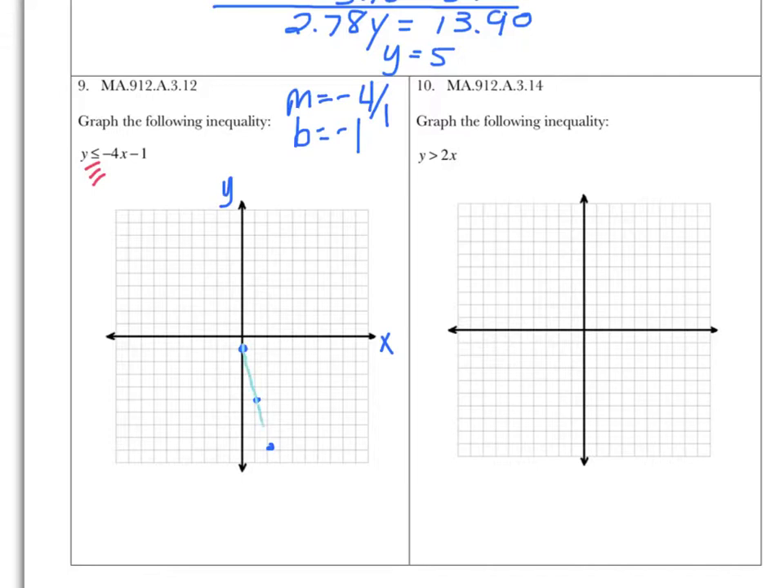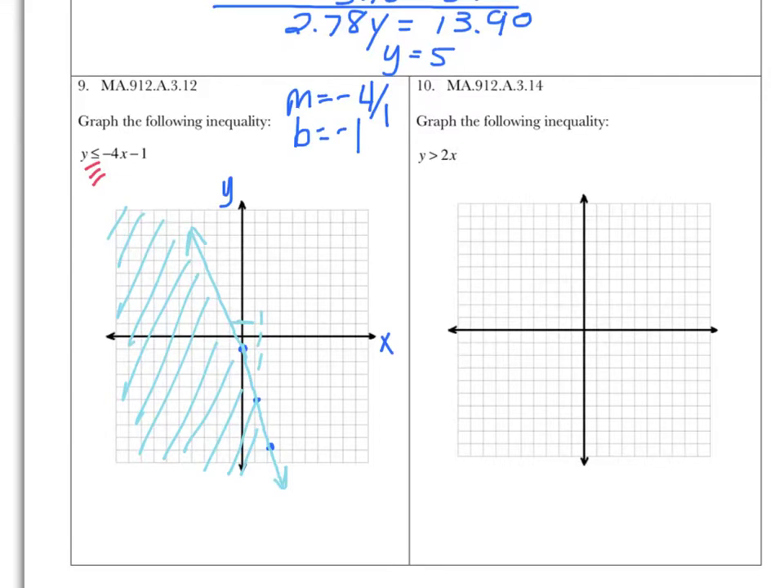Using your straight edge, as I said, I can't really use one because... and that turned out kind of sad. And I have to now consider the shading. So I have a solid line because of the equal to, and because it's less than, I'm going to shade everything underneath. So this would be my shaded region. And of course you want to label your scale. I counted by ones, so there you go.